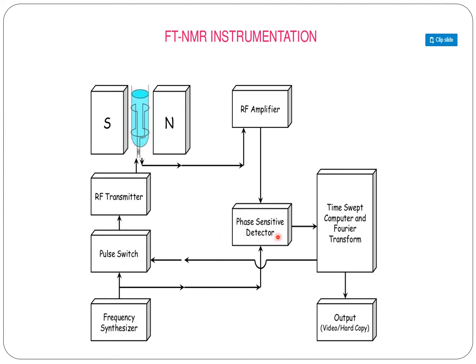But here something new called Fourier transform, a computational or mathematical program kept in the computer, receives this time domain spectrum. So here we get a time domain spectrum from this RF amplifier, and this time domain spectrum is converted into the frequency domain spectrum, and we finally get a graph. It looks like a simple thing, but it has complicated things.